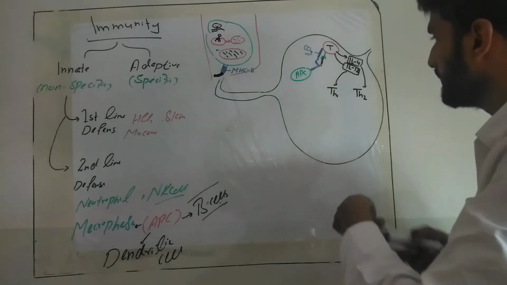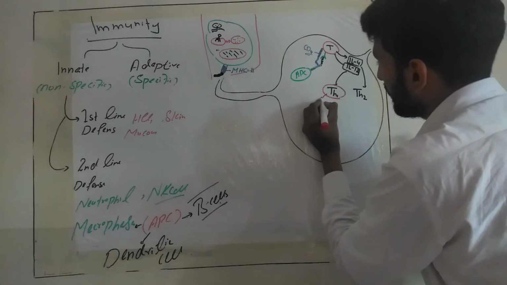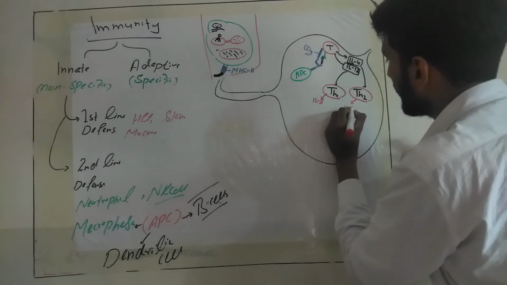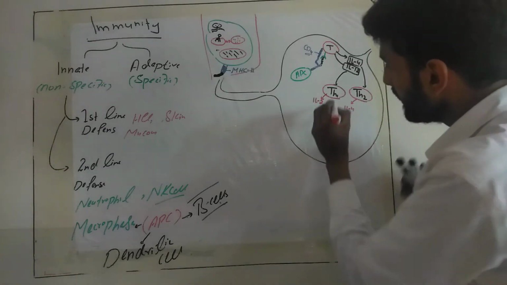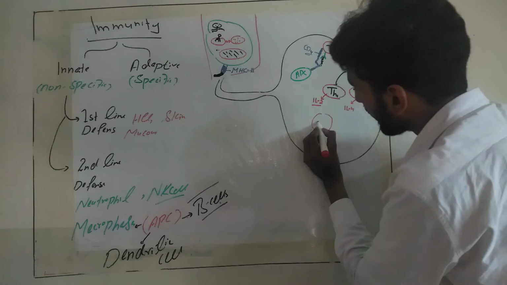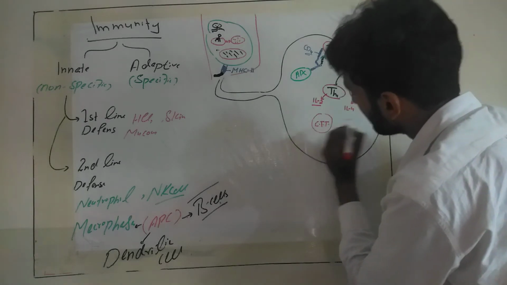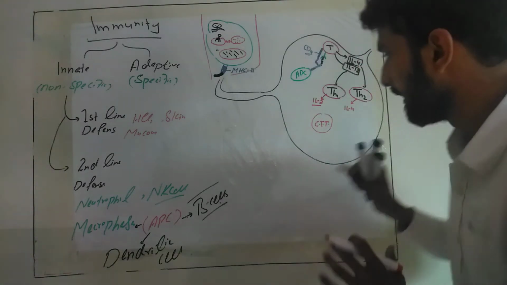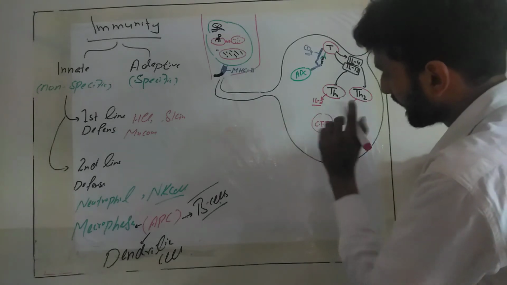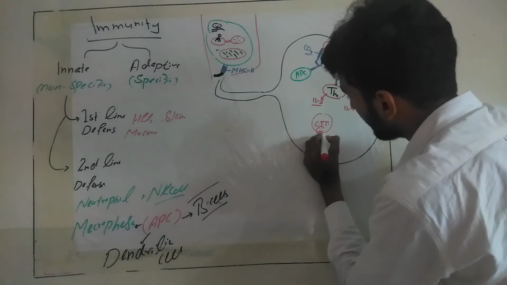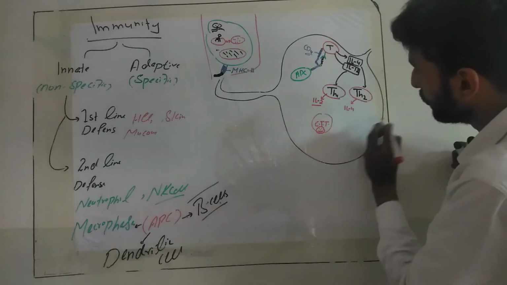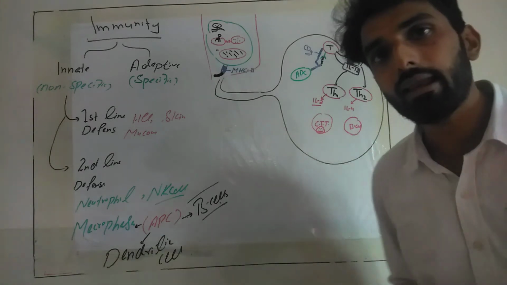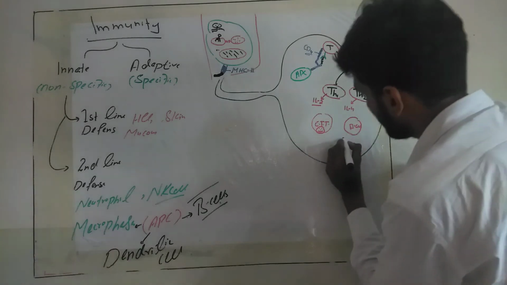Now Th1 will release interleukin 2 and Th2 will release interleukin 4 again. This interleukin 2 will act on the cytotoxic T cell. Cytotoxic T cell is the other type of T cell that is already present in the lymph node. So this will act on the cytotoxic T cell, and it will activate it. And Th2 will activate the B cell. The B cell will be converted into plasma cell, and it will start making different antibodies.